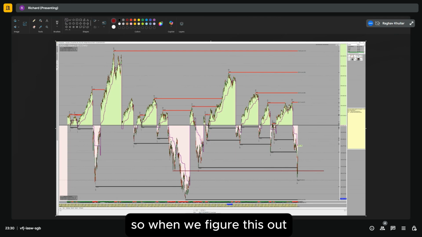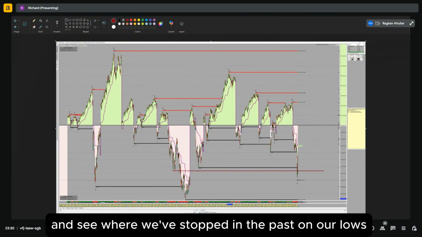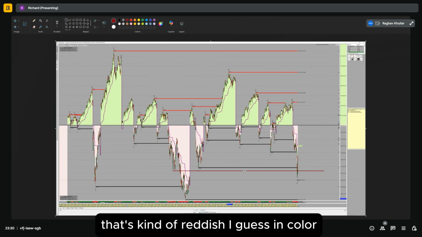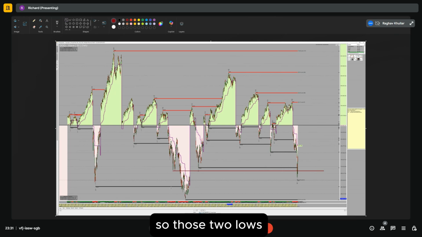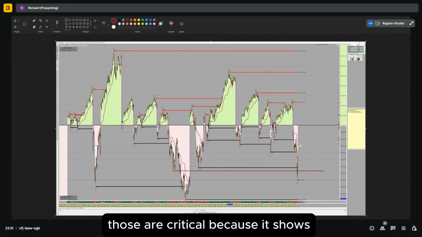So when we figure this out, we look back on our left-hand side and see where we've stopped in the past on our lows. There's a line that Big Gun's drawn from the far left that's kind of reddish, kind of purplish on my side. Those two lows that were stricken out during that time frame are critical because it shows we actually bounced from that area.